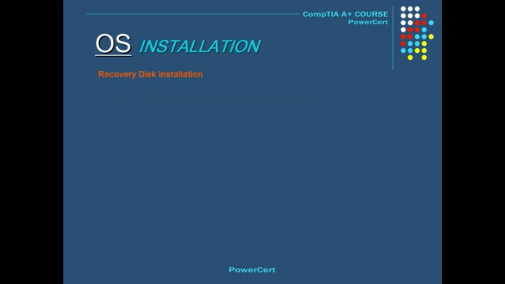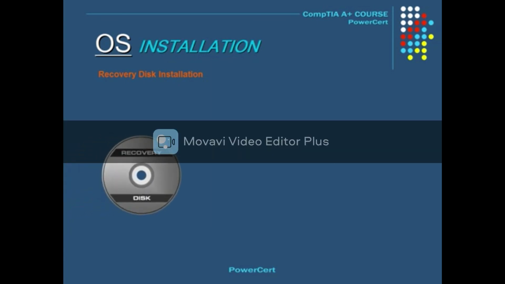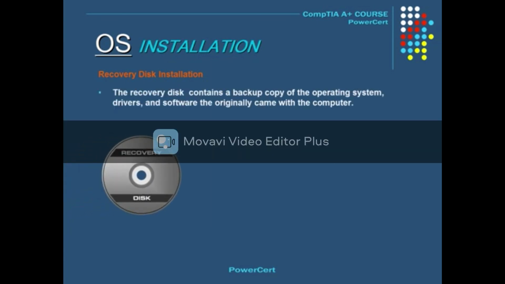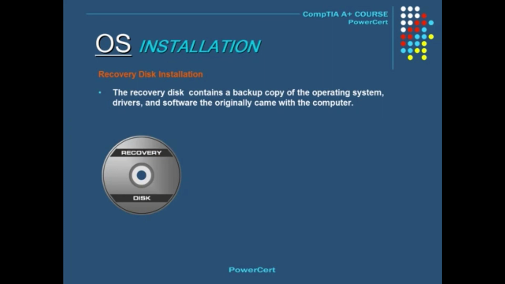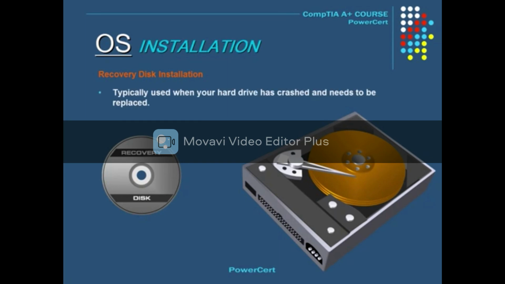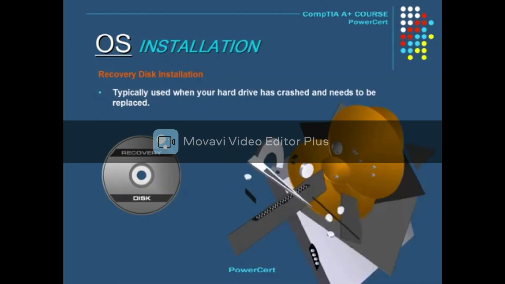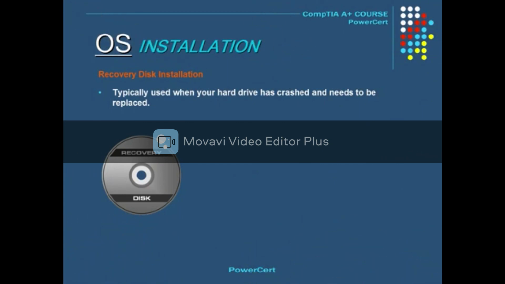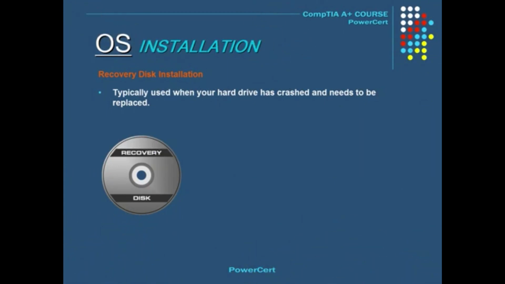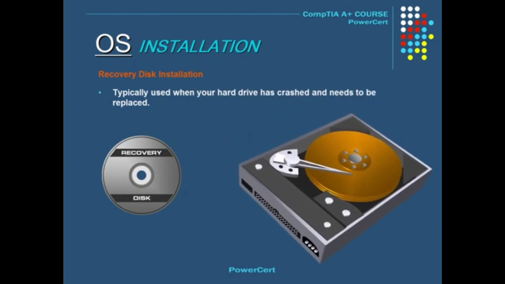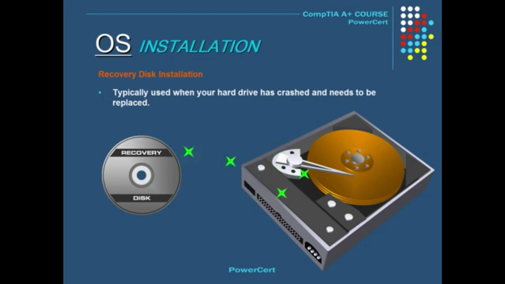Another way to install Windows is by using the recovery disk. Like the recovery partition, the recovery disk is a disk that also contains a backup copy of the operating system, drivers, and software that originally came with the computer from the manufacturer. It also allows you to return the computer to its original condition when you first purchased it. You typically use the recovery disk when your hard drive has crashed, which basically means that your operating system and the recovery partition are no longer accessible and you have to install a new hard drive. And you would use the recovery disk to install the operating system and software on the new hard drive.